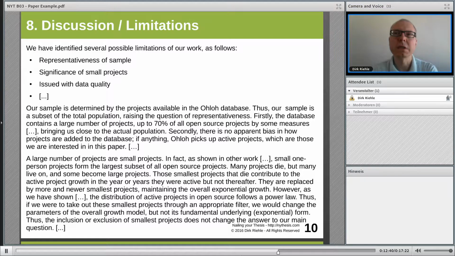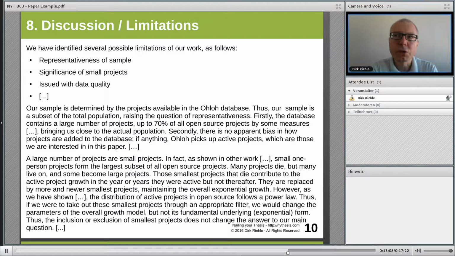In this example, our research question was, is open source sustainable or not? The results are that we have this time series of active open source projects, and it keeps growing. So we conclude open source is alive and will stay alive, so it is sustainable.